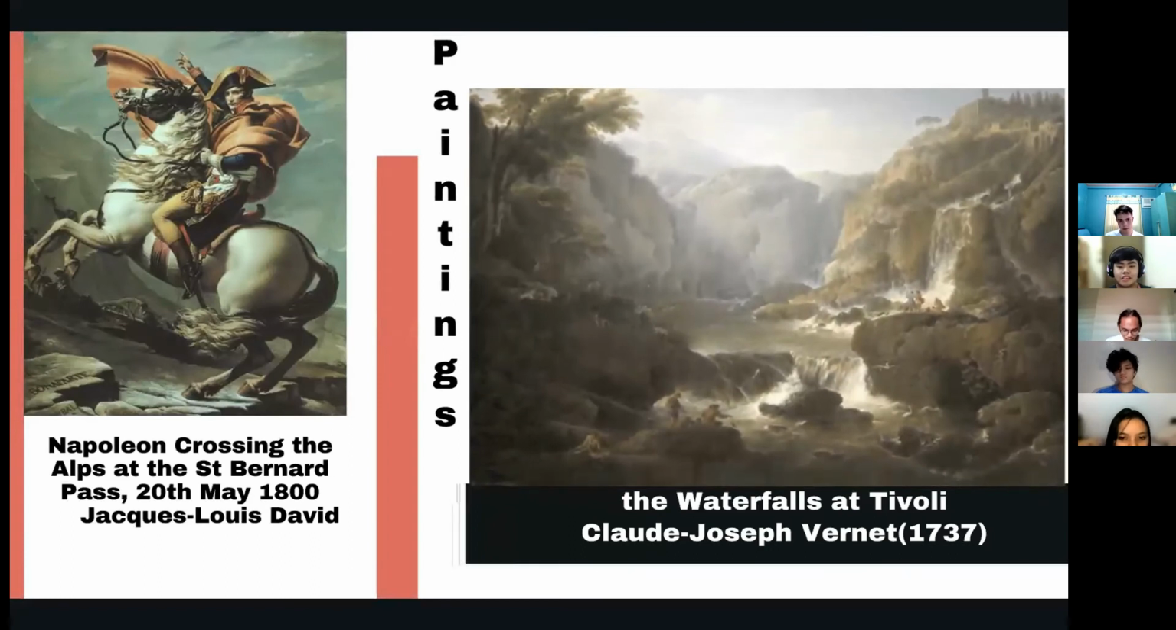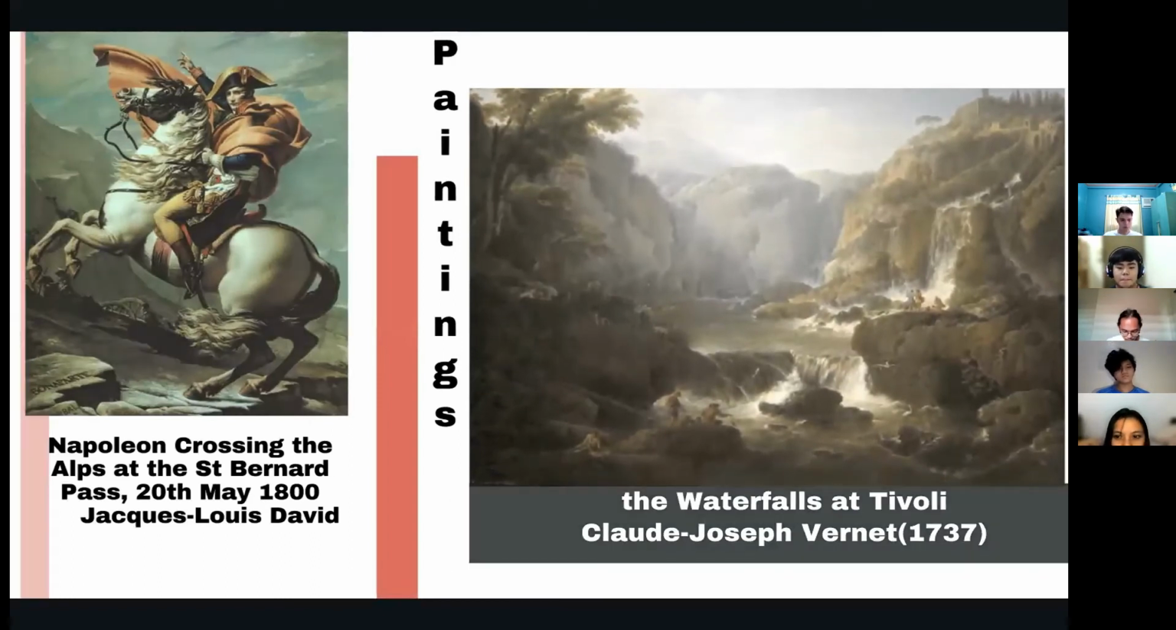Can you recognize any of these paintings seen on the screen? Let's start first with Napoleon's painting. This painting is called Napoleon Crossing the Alps, created by the famous French artist Jacques-Louis David. As you can see in the painting, Napoleon is leading the army across the dangerous mountain path. This mountain is called Saint Bernard.